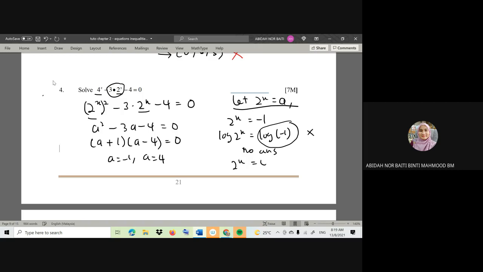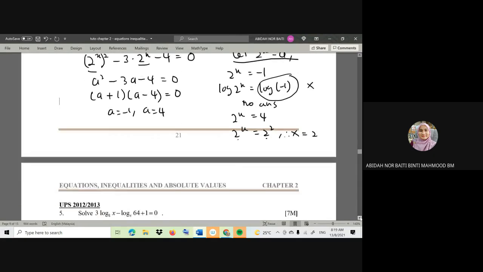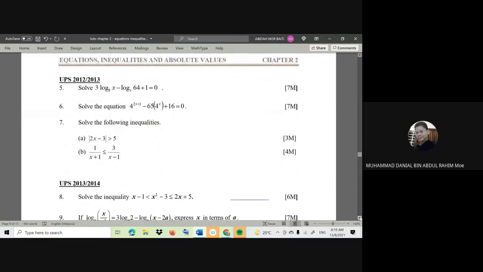No answer. Okay, satu lagi. 2^x equals to 4. 4 is 2 squared. Same base. Okay, single base both sides. Therefore, x equal to 2. Boleh for indices? Boleh ya? Okay, boleh.